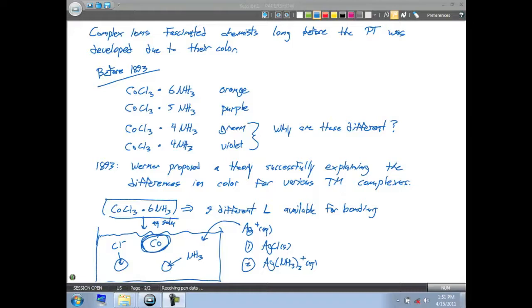So what we can determine experimentally, from these results, is the number of Cl minus ions in the solution. And what we find is that there are 3 equivalents of Cl minus ions in solution, and there's 0 NH3 in solution. So this can tell us a lot about the identity of what that complex ion is.